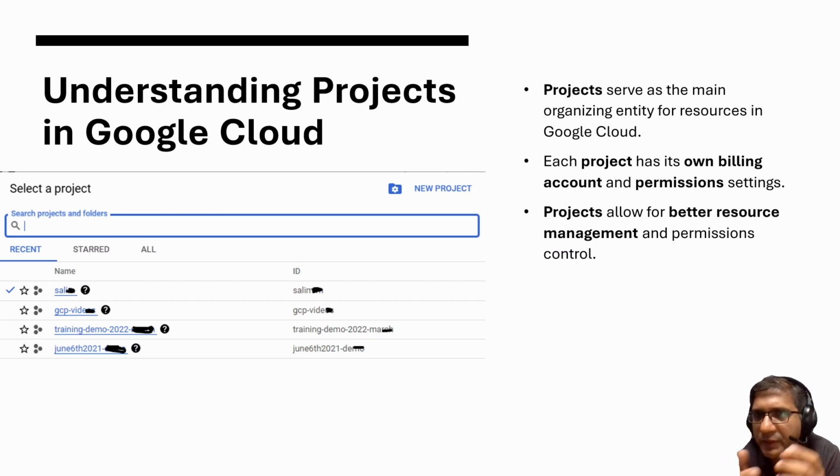If I need a virtual machine, if I need storage, if I need networking, any kind of service which I want to consume, right, I will be consuming out of a project. I cannot get a resource without a project in place. Let us understand this from the console.